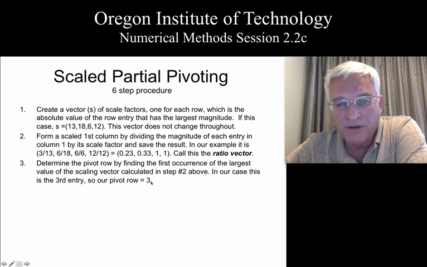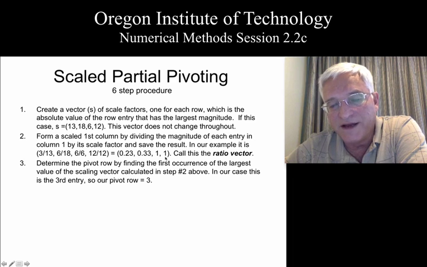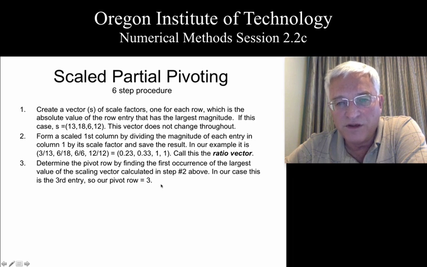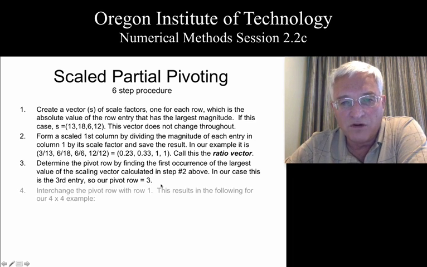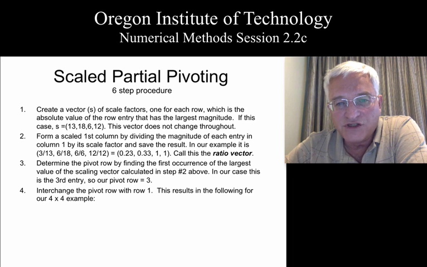So in this case, our pivot row is 3. You might complain and say, why didn't you use 4? Well, it's kind of arbitrary which one you use, so we use the first one that you come across. So now we will exchange row 1 with row 3.